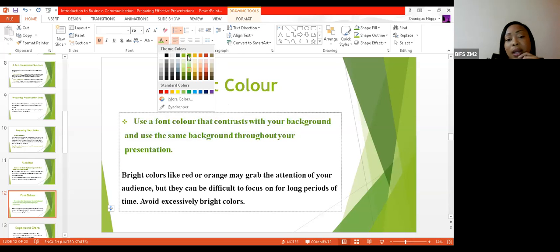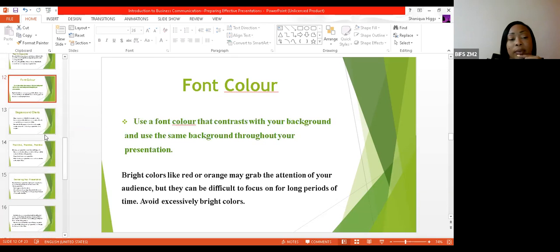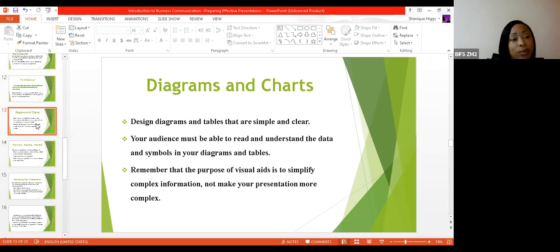And so you want to choose a color that your audience can easily see and that provides good contrast with the background, right? Diagrams and charts, you'll find when you review this that there aren't any in this presentation. It wasn't that kind of presentation, right? But for those of you who are presenting numbers and statistics and data related to your organization, you may well include diagrams and charts. Remember that the purpose of those things is to simplify your information, not make it too complicated, not make it even more difficult for your audience to understand.